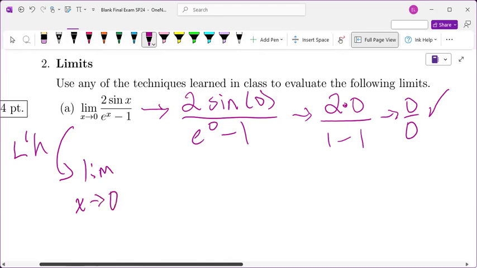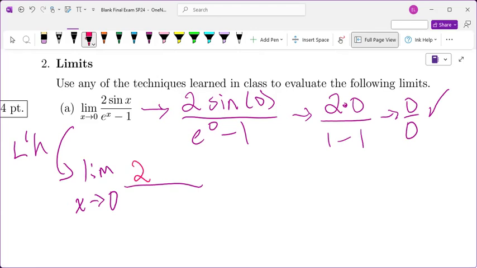And then when we apply L'Hopital's rule, the way it applies is we do the derivative of the top on its own, the derivative of the bottom on its own, and then we look at the quotient of those. So our top, the derivative of 2 times sine x, will have the 2 still, and that will be cosine x. On the bottom, the derivative of e to the x minus 1 is e to the x, that goes to 0.